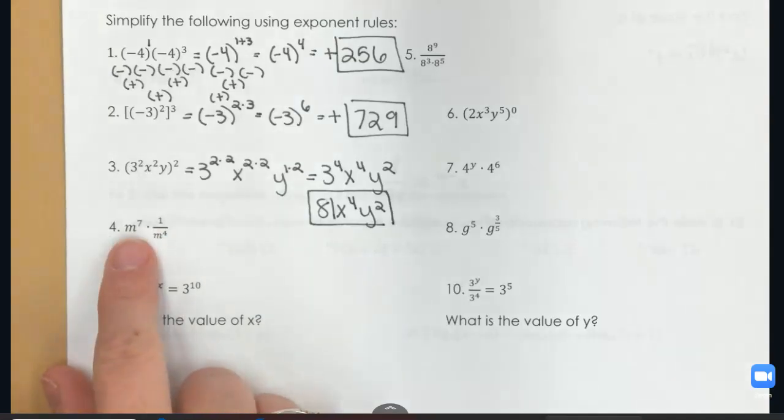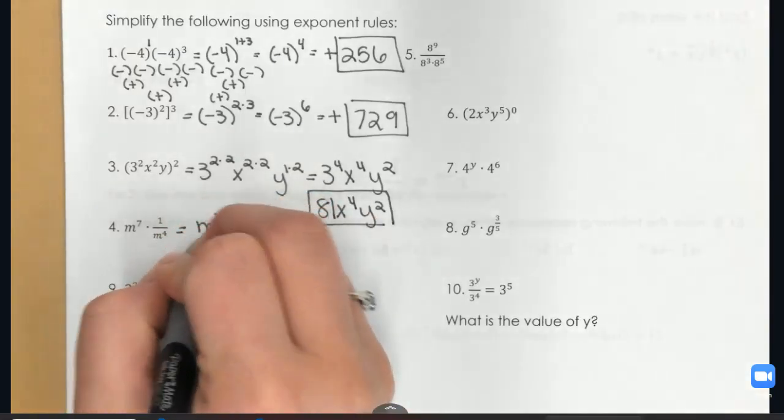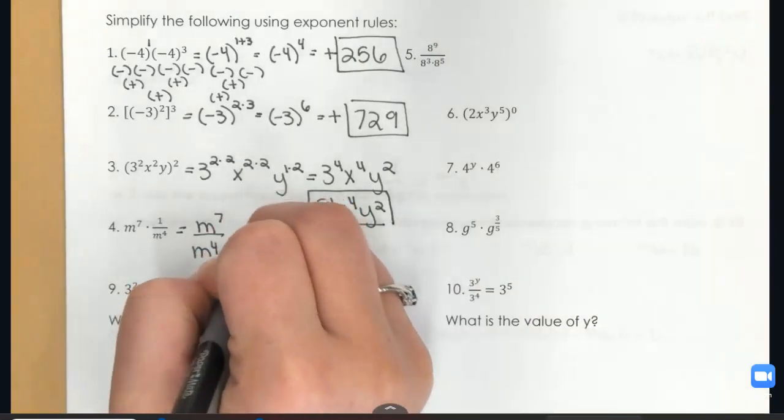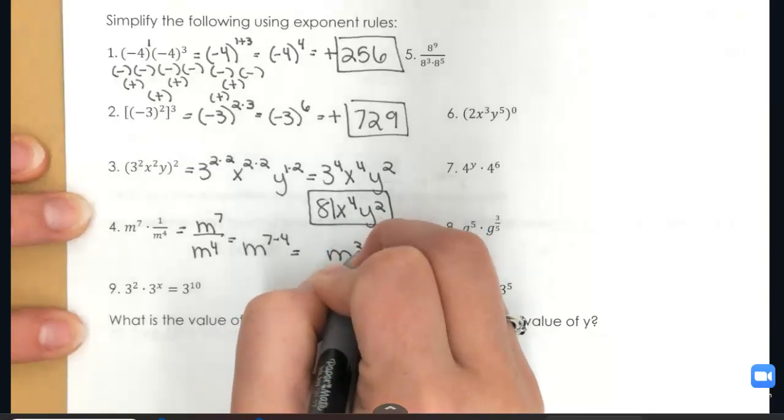On the next one, I have m to the seventh times 1 over m to the fourth. That's the same thing as m to the seventh divided by m to the fourth, so I could use my quotient rule here and subtract my exponents to get a final result of m to the third.